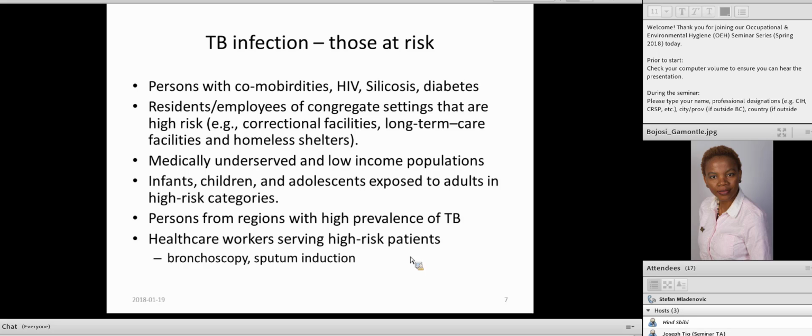And lastly, healthcare workers serving high-risk patients. And that's basically going to be the focus of what we'll be talking about today. Specifically, healthcare workers who deal with procedures such as bronchoscopy and sputum induction, where there's aerosolization. So those are at risk.